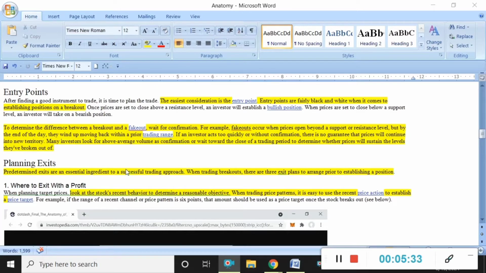Planning exits. Predetermined exits are an essential ingredient to a successful trading approach. Where to exit with a profit. Look at the stock's recent behavior to determine a reasonable objective. When trading price patterns, it is easy to use the recent price action to establish a price target.